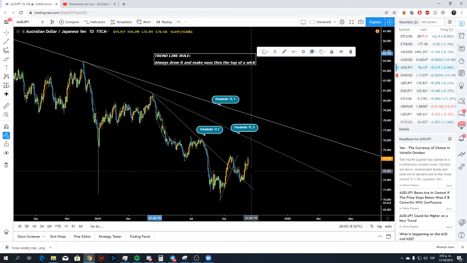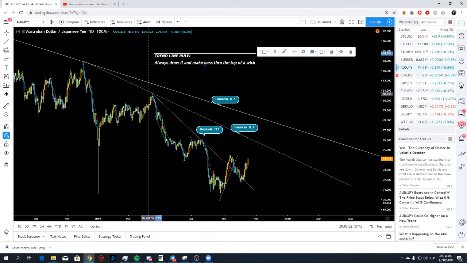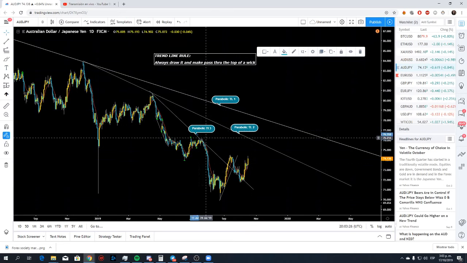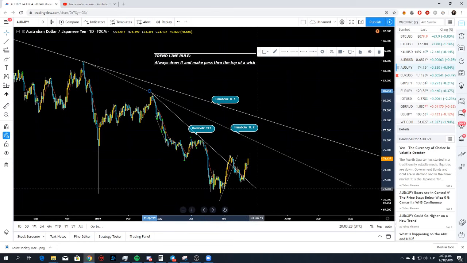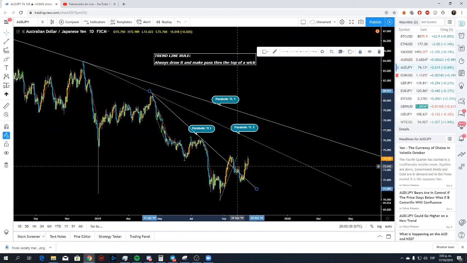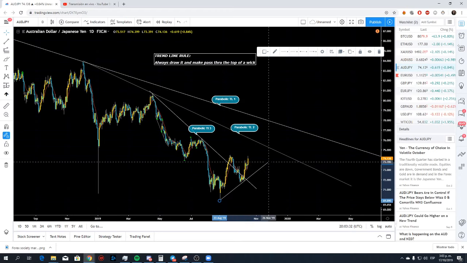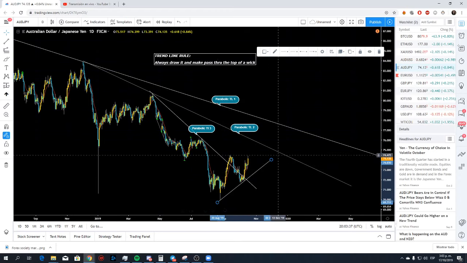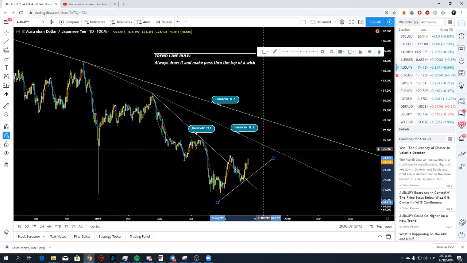Okay, so what we got right now is this descending trend line, or third parabolic trend line. This one touched the wick, right? We got this, and we also got this intraday ascending trend line, counter trend line.